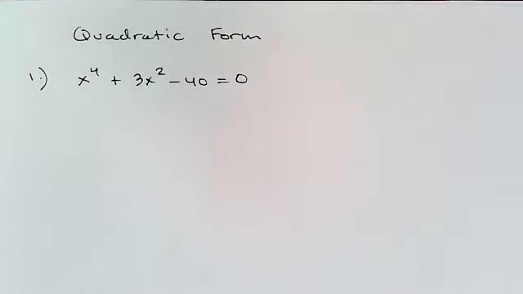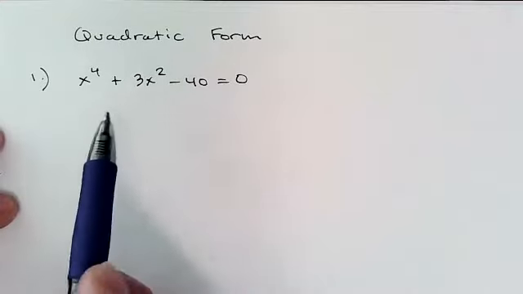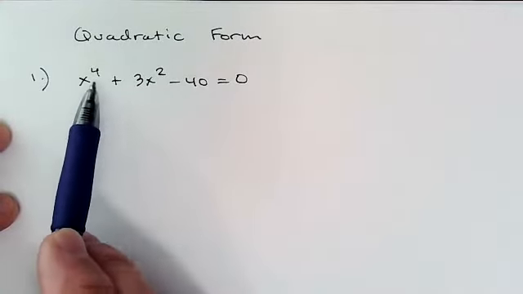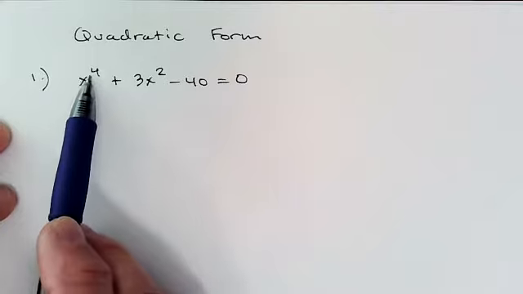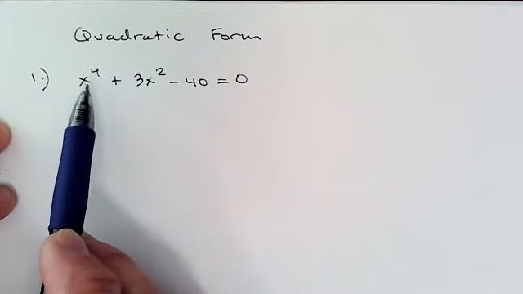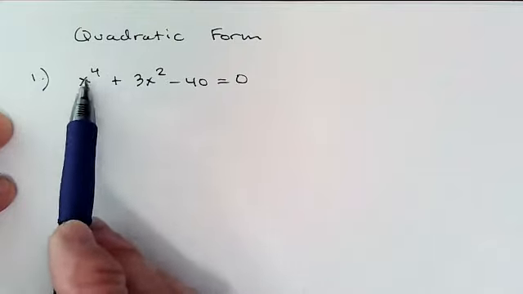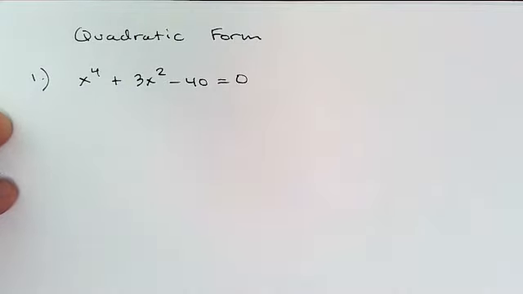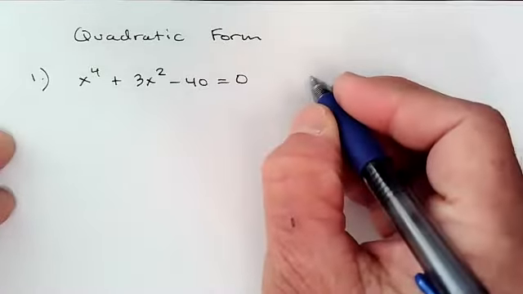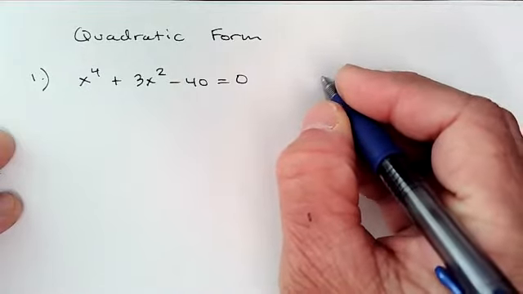All right, so we're going to talk about a little topic called quadratic form. And this happens occasionally when you're solving an equation and you look at it and you realize it's not a quadratic equation, because remember, quadratic equations are parabolas, degree 2. This one is a 4th degree equation, but it does have what we call quadratic form. And to see that, it's helpful to make a substitution.